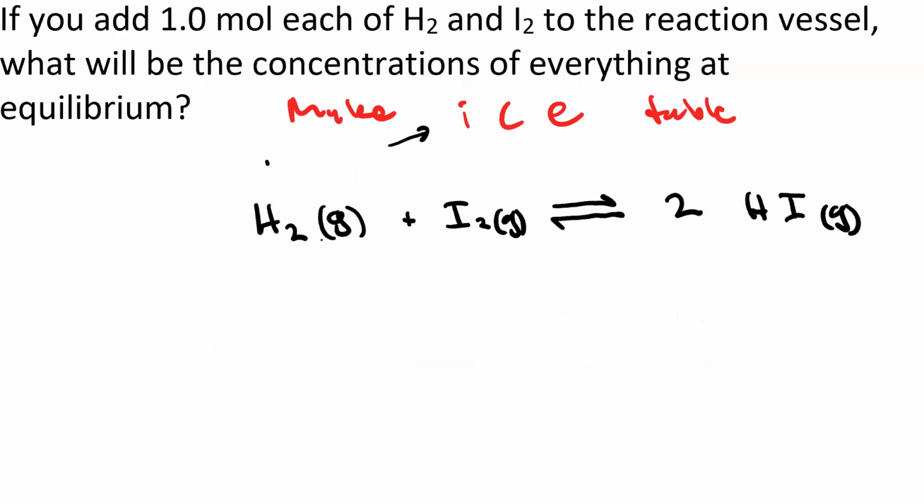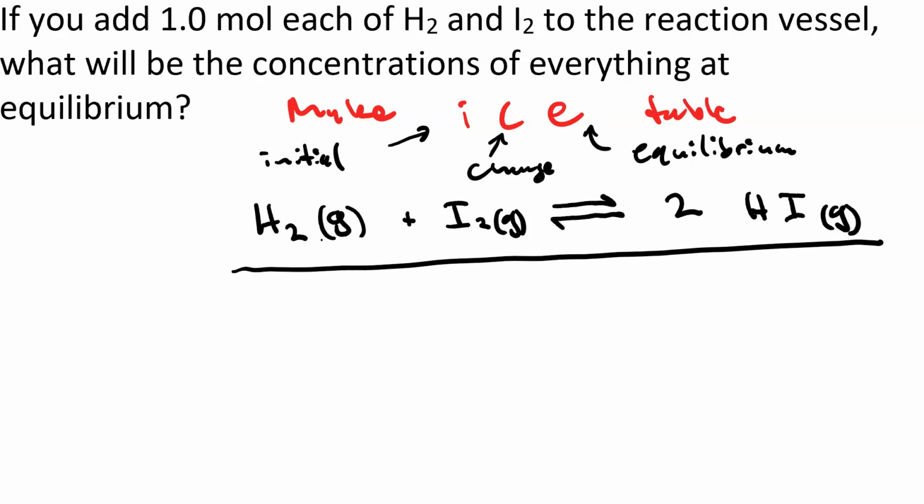I stands for initial, C stands for change, and E stands for equilibrium. So, for each of our reactants and products that's in the gas phase or the aqueous phase, we have a value. And 3 lines, I, C, and E.